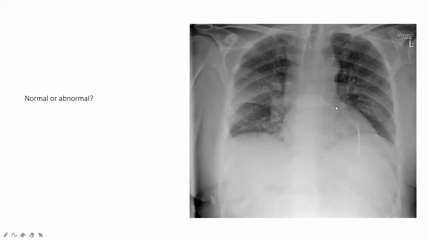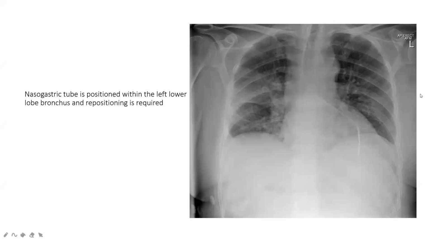It goes through the thorax in the midline, and you can see the tip underneath the diaphragm, but it doesn't quite bisect the carina, and it doesn't go through the diaphragm in the midline. So this is abnormal. Okay.